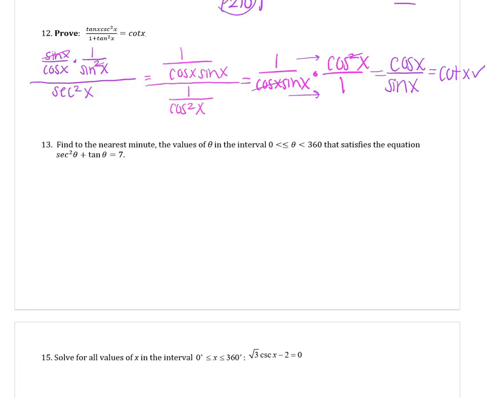Okay, to the nearest minute, find the values of theta in 0 to 360 that satisfy the equation secant squared of theta plus tangent of theta equals 7. Now, right away, I'm noticing that I have trig functions that don't match. Okay, I got secant and tangent. So I gotta think, is there a way I can rewrite secant squared, because it's squared, it's probably an identity, so that it's in terms of tangent.